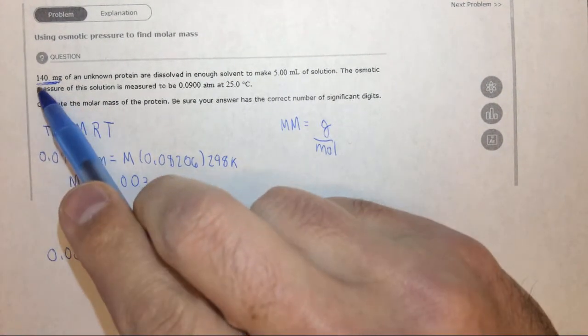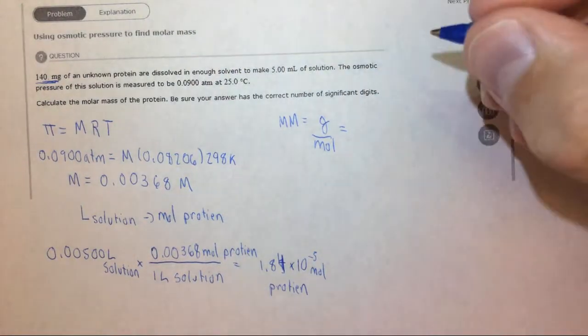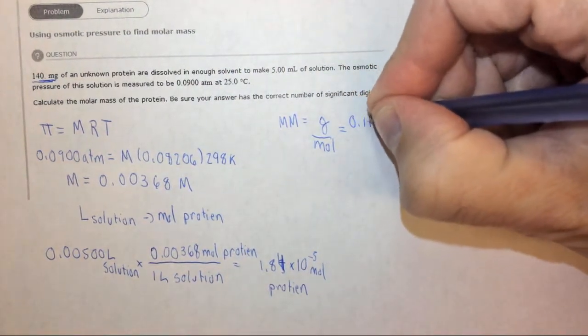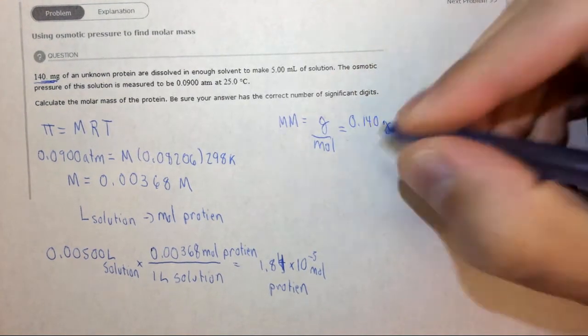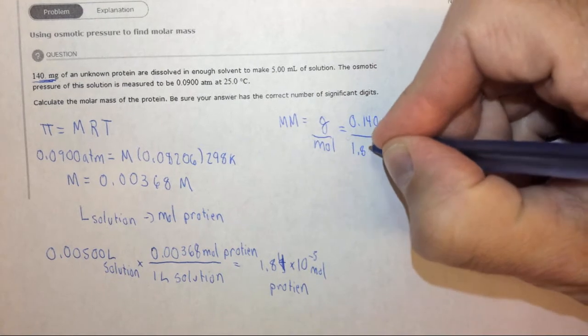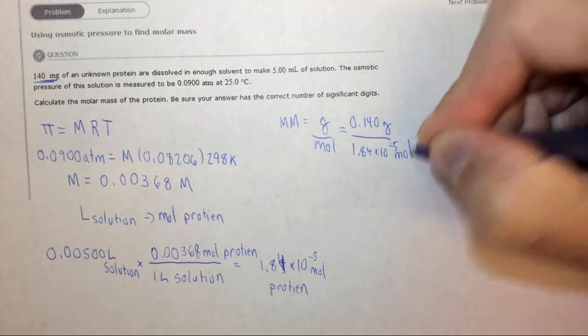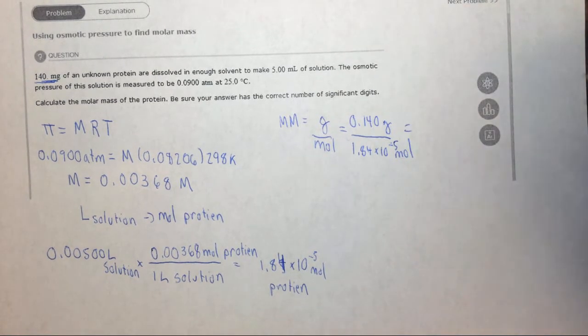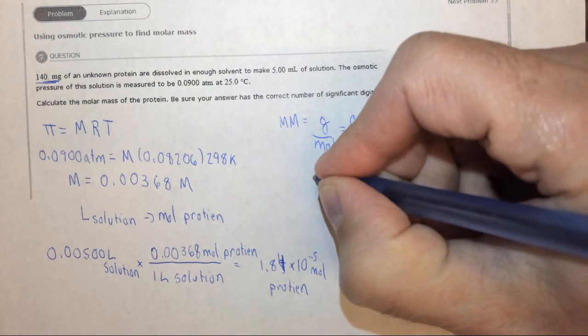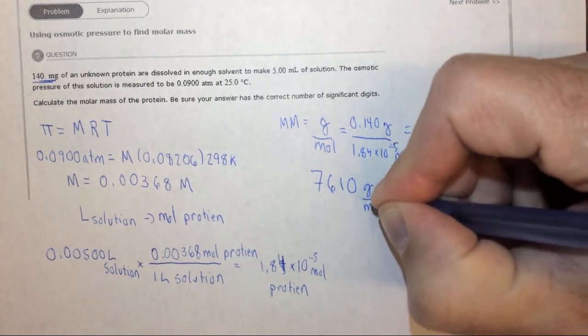Now, we have milligrams, and we have moles. So we take our milligrams, divide by 1,000, 0.140 grams, divide by the moles, 1.84 times 10 to the minus 5 moles. And when you do all that math to 3 significant figures, you get 7610 grams per mole.